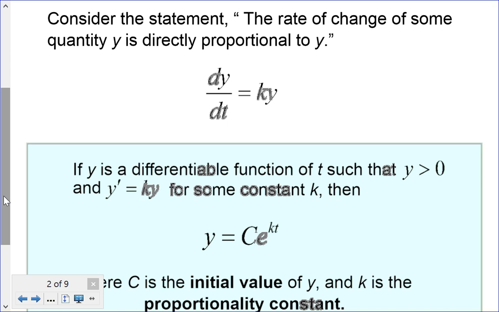So basically this original statement is what's leading us through this. If they tell you that the rate of change of some quantity y is directly proportional to y, so the rate of change, that's the derivative, is directly proportional to y. And remember, that means it's some constant times y, or ky. We've done direct proportion before, it's just this time it's a derivative that's directly proportional to something.